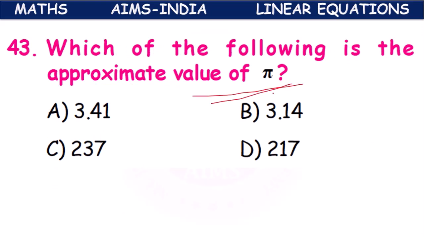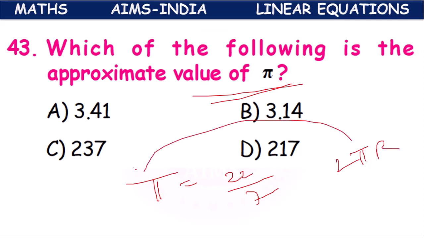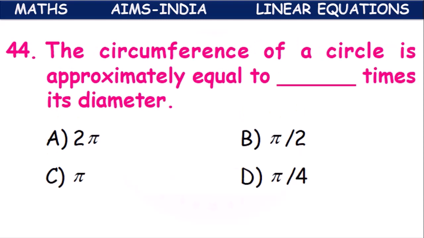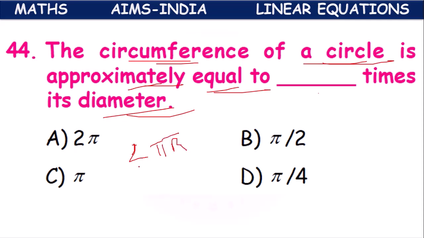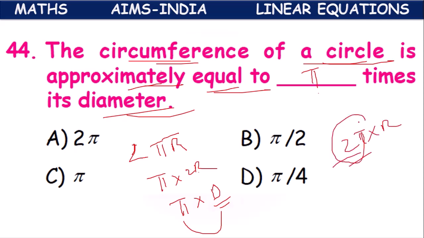Which of the following is the approximate value of pi? Pi means 22 by 7. Circle total boundary length is 2 pi r, where pi equals 22 by 7, whose approximate value is 3.14. The circumference of a circle is approximately equal to dash times its diameter. Circumference formula is 2 pi r, which we can write as pi into 2r, and 2r is called the diameter. So circumference is pi times the diameter. Or if they ask radius, we can say 2 pi times the radius. Here they ask diameter, so pi times the diameter.